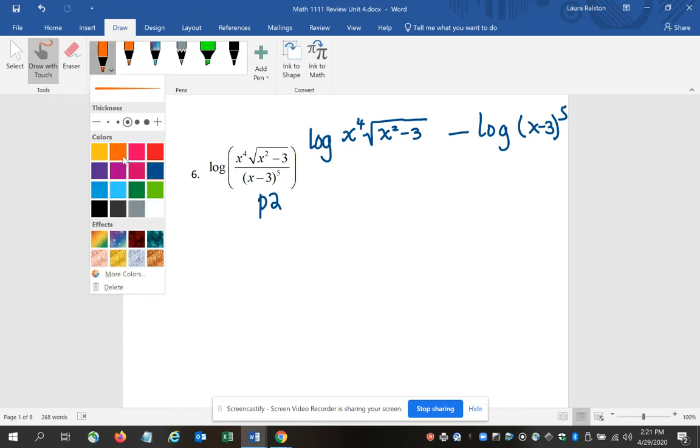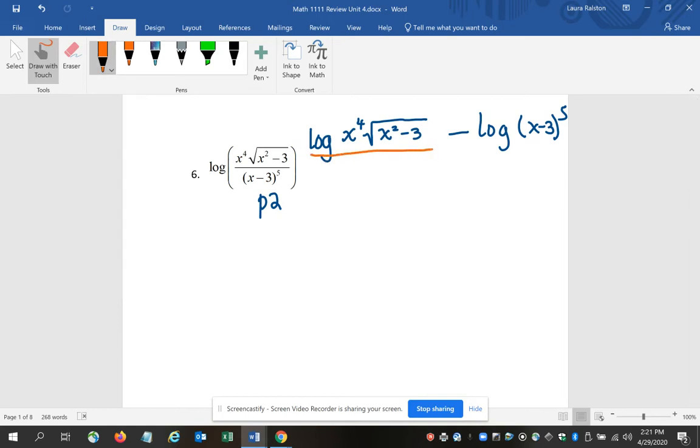Not finished, because I noticed that this first term has multiplication. Multiplication is rewritten as addition based on property 1. So I would have the log of x to the fourth plus the log of the square root of x squared minus 3 minus the log of x minus 3 to the fifth.